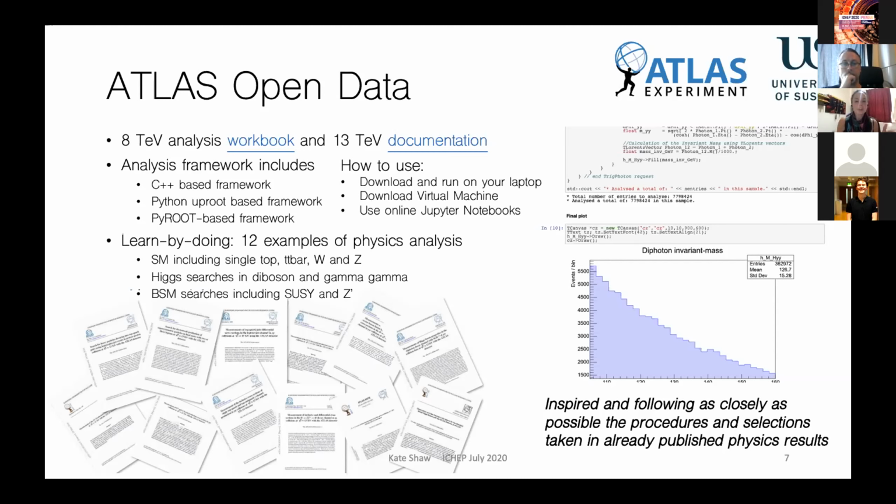We also wanted to develop some physics analysis examples so that students could do their analysis and compare it to ATLAS results. So we made 12 of these. These include Standard Model, including single top, t-tbar, W and Z bosons. We have some Higgs searches in diboson and gamma gamma. And we've also been developing beyond the Standard Model searches, and these include SUSY and Z prime.